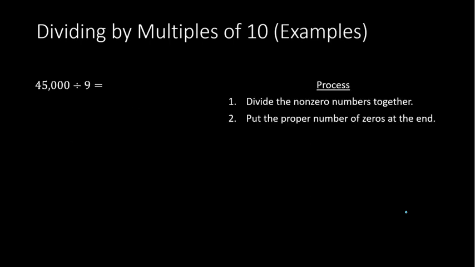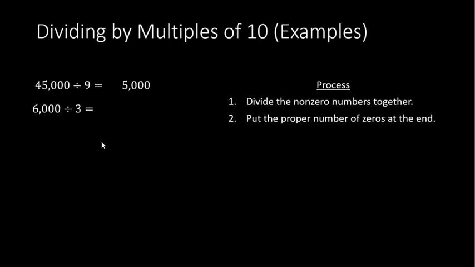All right, so here we have 45,000 divided by 9. Again, step 1 is divide the non-zero numbers together. So that would be the 45 and the 9. 45 divided by 9 gives you 5. And then we put the proper number of zeros at the end, which is 3, because we see 3 zeros right here. So we put 3 zeros after the 5, and that gives you 5,000 as your answer.